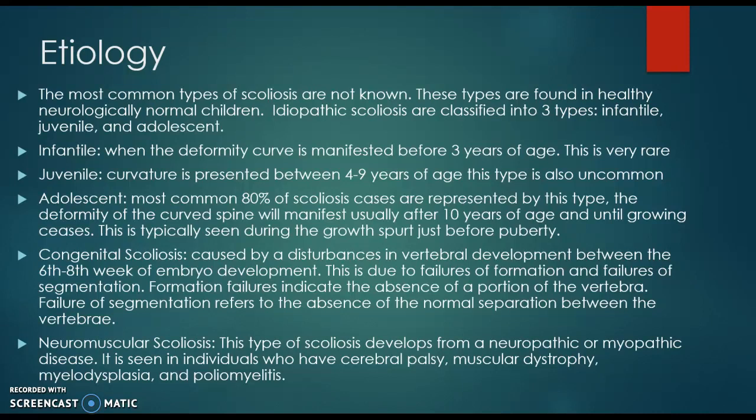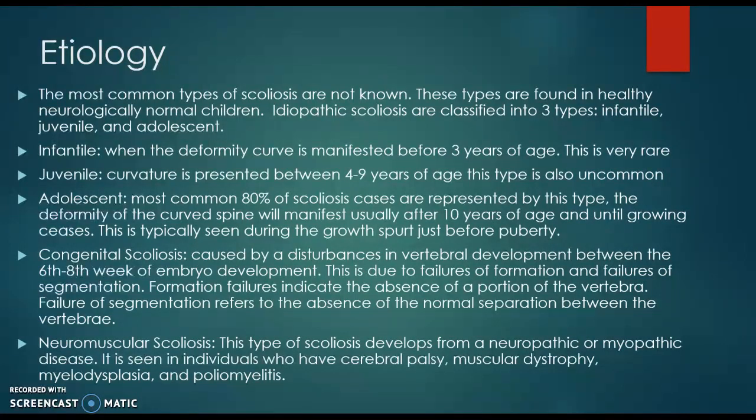Etiology. The most common types of scoliosis causes are not known. These types are found in healthy, neurologically normal children. Idiopathic scoliosis is classified into three types. Infantile, when the deformity of the curve is manifested before 3 years of age. This is very rare. Juvenile, the curvature is presented between 4 and 9 years of age. This type is also uncommon.